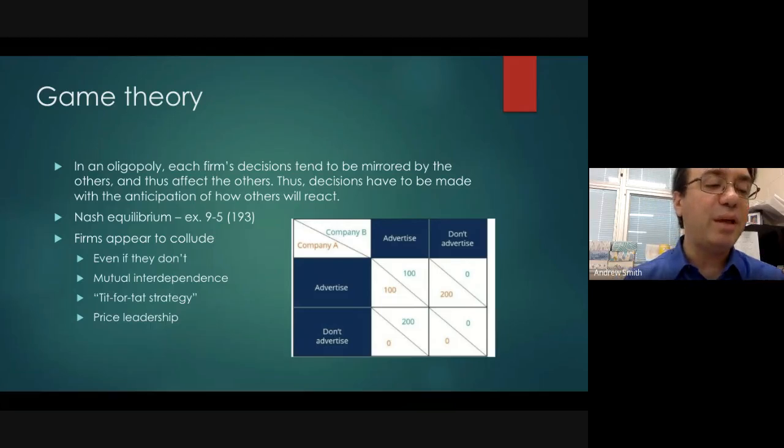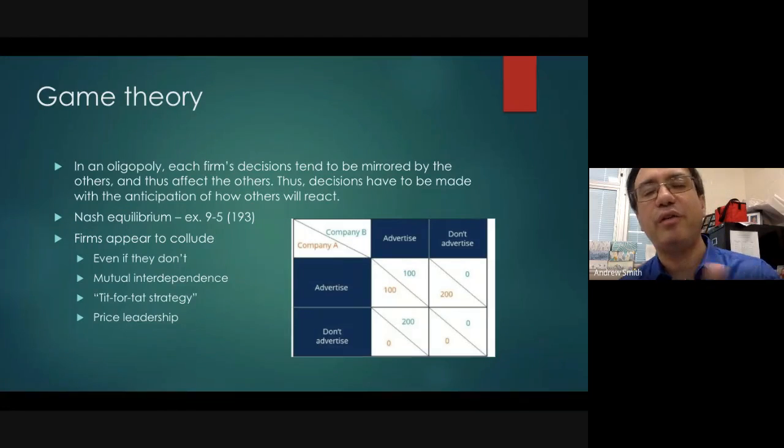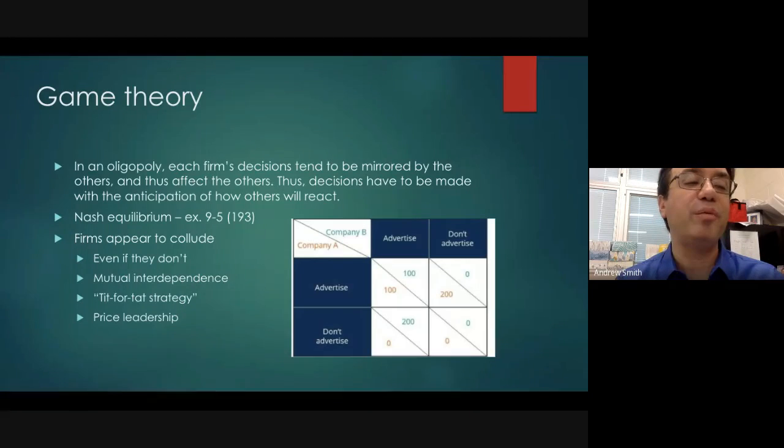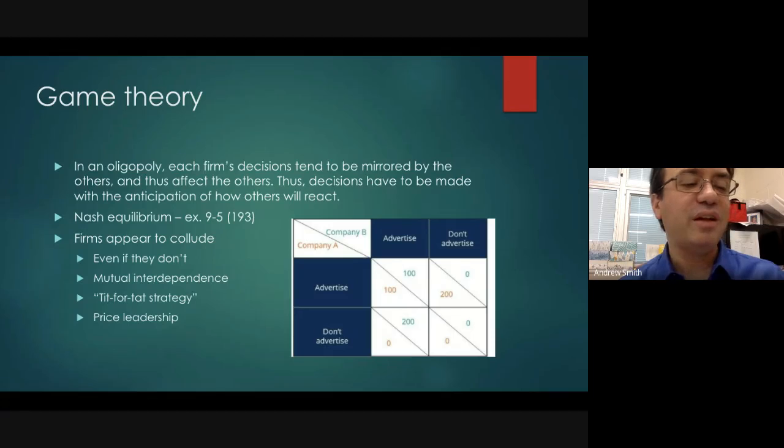And so because of game theory, we have to make decisions understanding what other people are going to do. Because of that, it appears that firms collude even when they don't, because the firms are mutually interdependent, since there are so few competitors. What one of them does, everybody else is going to follow. Okay. And so we refer to this as the tit for tat strategy, where basically one firm will do what the other one did the last time.